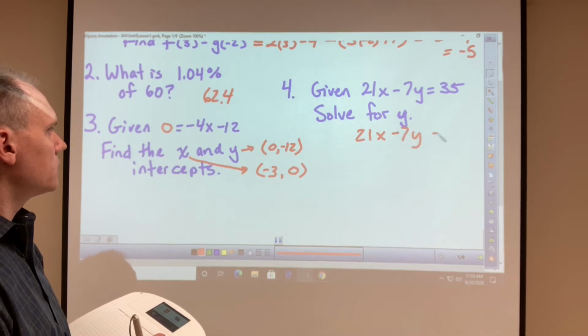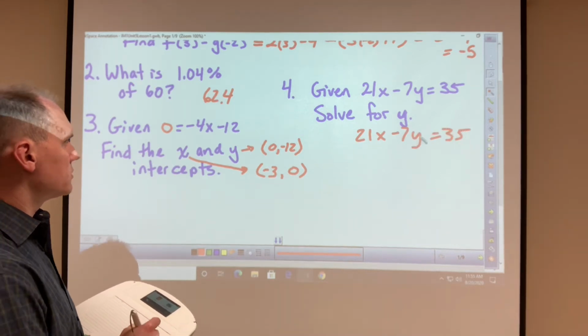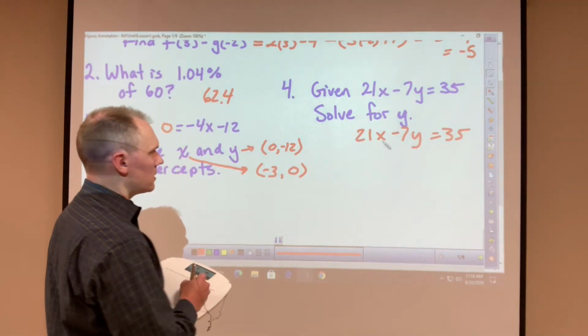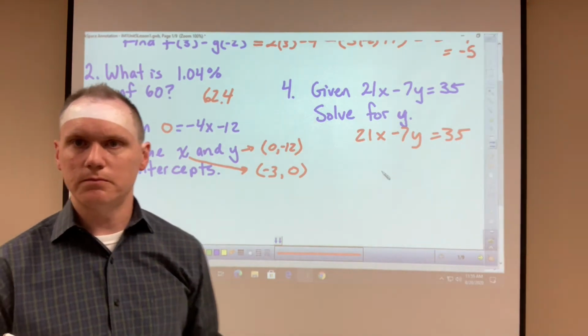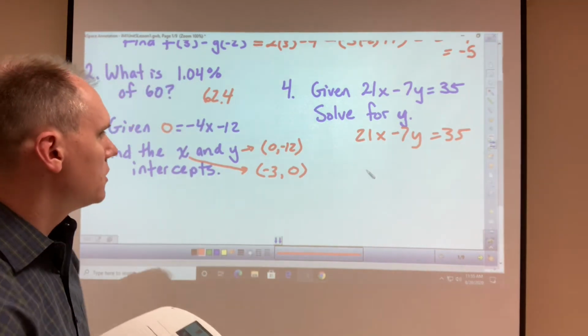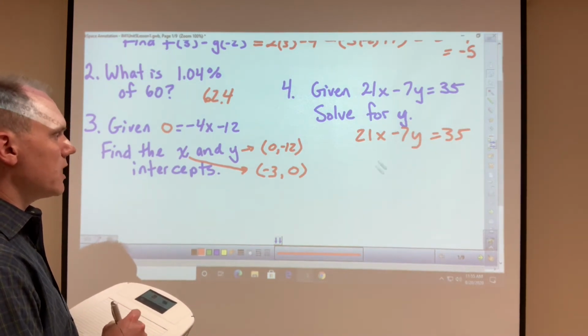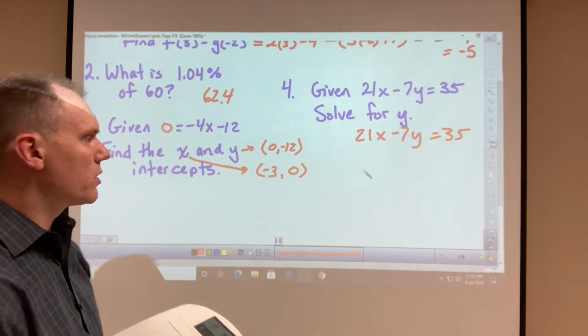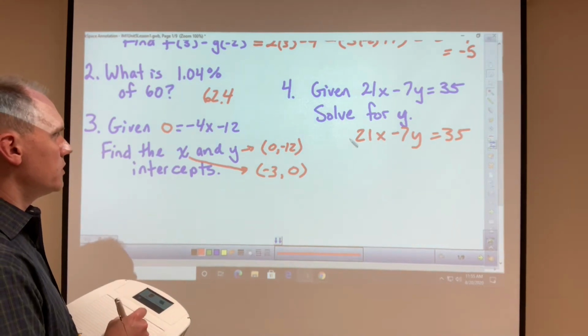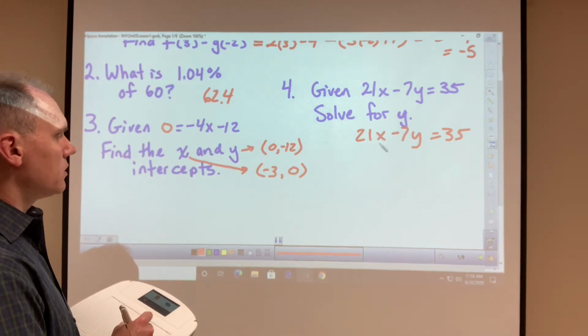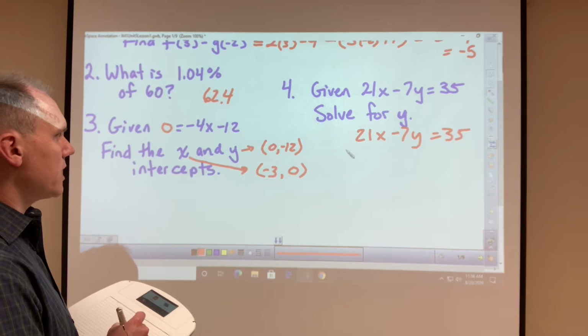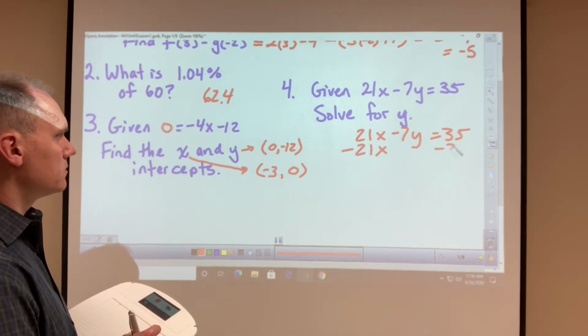minus 7y equals 35. Okay, so to solve for y, we need to do the inverse operations in the reverse order. So normally we'd multiply first and then add or subtract, but now we're in reverse order, so we're actually going to do the adding and subtracting first. And so we're going to subtract 21x from both sides.